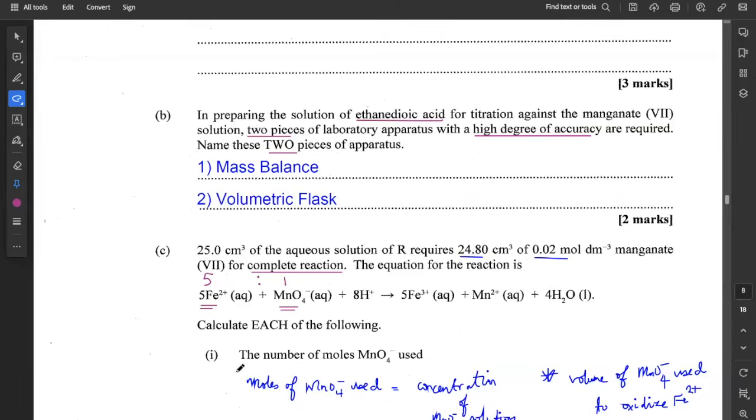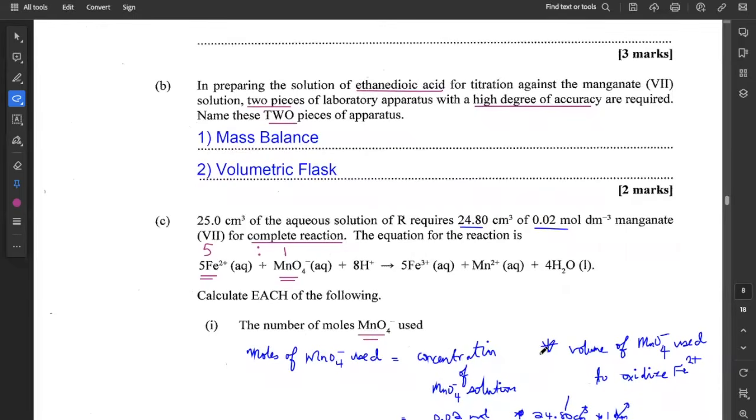Okay, so let's look at part 1 again now. It says the number of moles of MnO4- used. We need to calculate that. The way that we do that, you see that here they gave us the volume of MnO4- that we used, and they gave us the concentration of the MnO4-, right? And we know that moles is equal to what? Concentration times volume, right? So the concentration of the MnO4- solution was 0.02 moles per dm cube, and the volume here was 24.80 cm cube.